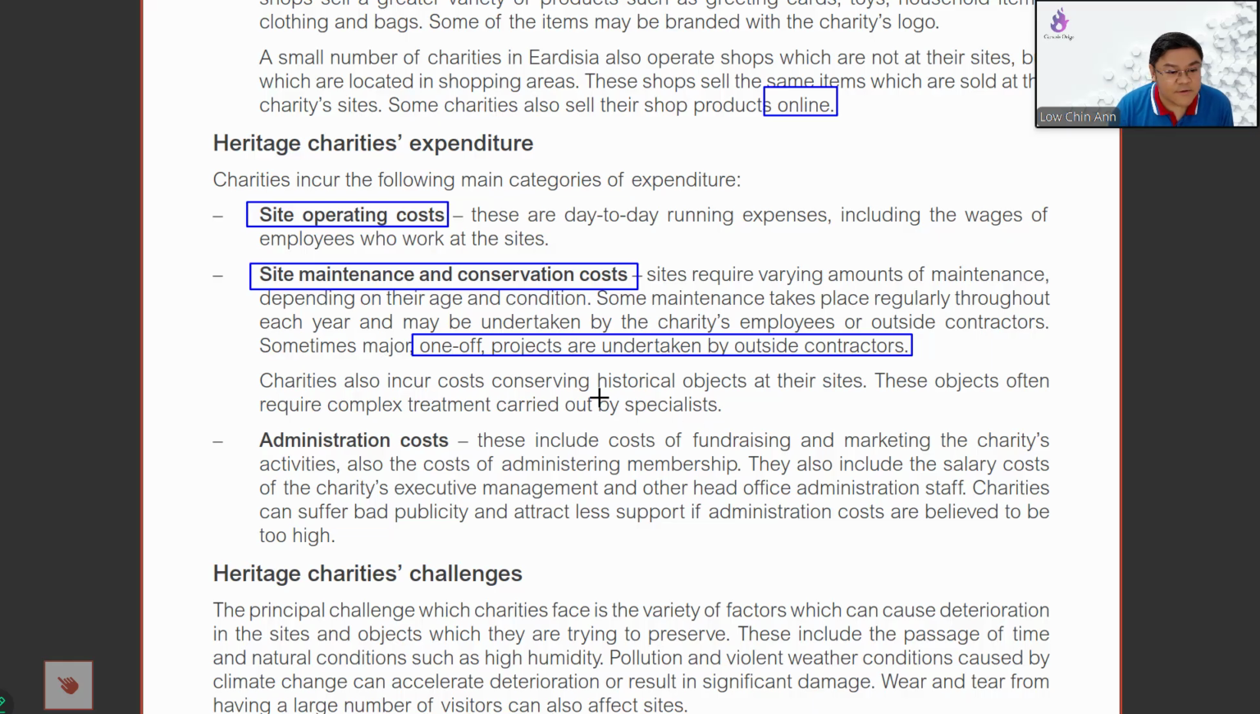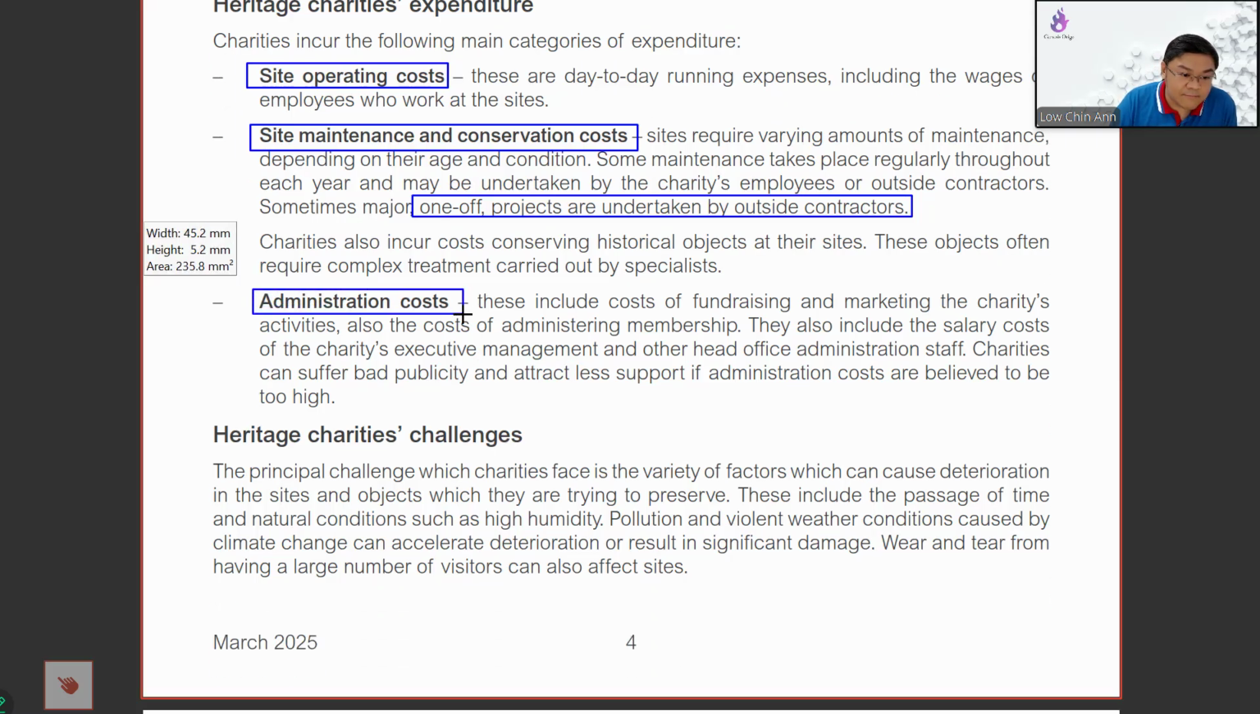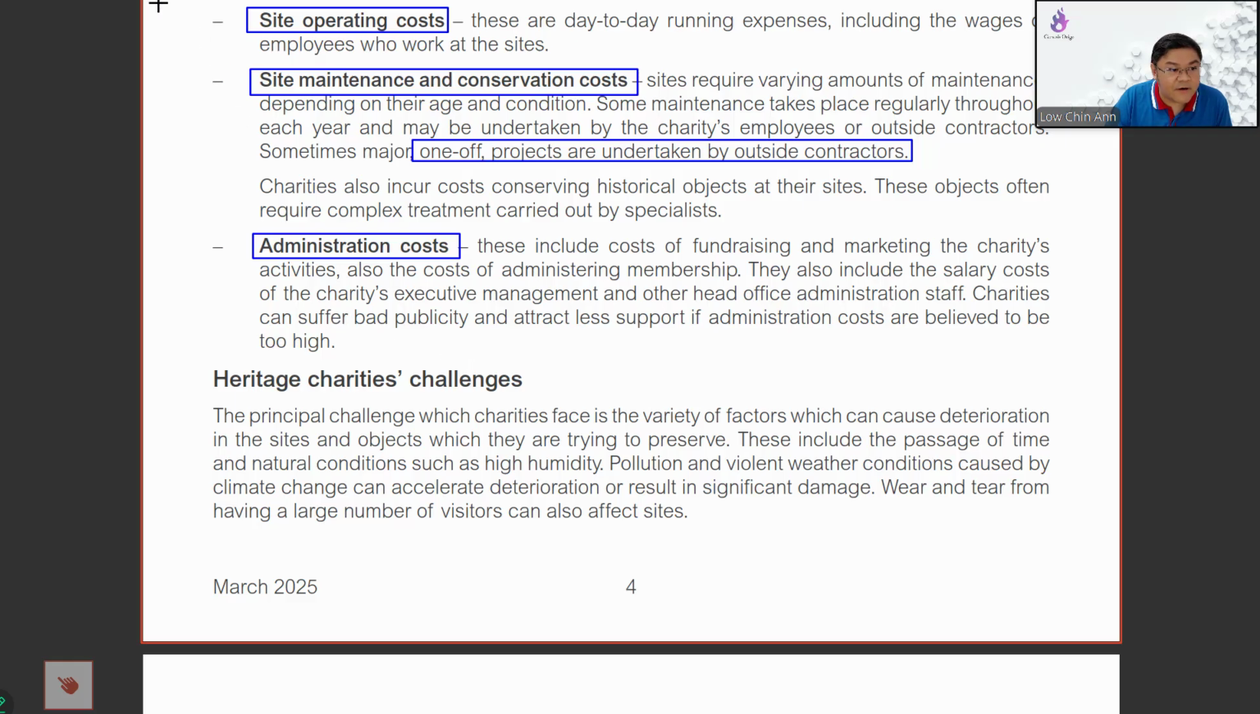Charities also incur costs conserving historical objects at their sites. These usually require complex treatment carried out by specialists. So you can just Google and see in what way these kinds of treatments could be. Now, administrative costs include fundraising, marketing their activities, administering membership, salary costs of the executive management, head office admin, and they can suffer bad publicity and attract less support if the administration costs are too high.